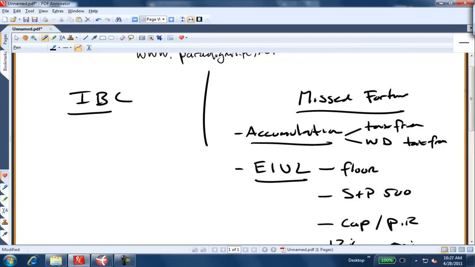Okay. The infinite banking concept is a different strategy. The infinite banking concept is for accumulation. However, it's a process by which you're able to recoup the interest that you would otherwise have paid to third parties. So I'm going to call that interest recapture.